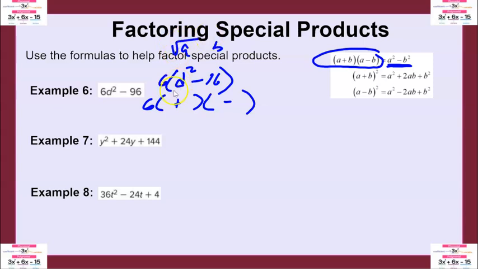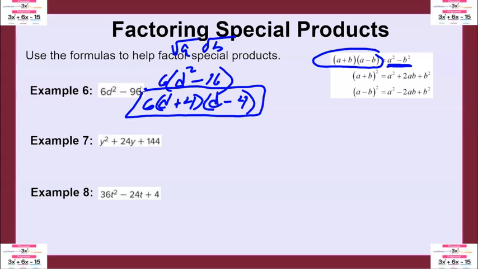So the square root of d squared is d. So I'm going to put a d at the beginning of each one. And then the square root of b, the square root of 16 is 4. So my answer would be 6 times d plus 4 times d minus 4.